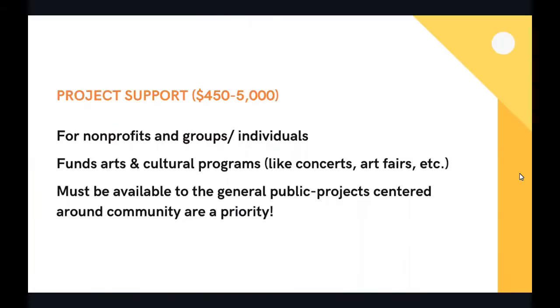The project support category funds at least $450, but up to $5,000 for nonprofits and unincorporated groups or individuals. If you are an unincorporated group or an individual looking to apply for this funding, you do have to have either a community partner or a fiscal sponsor who extends their nonprofit status to you.